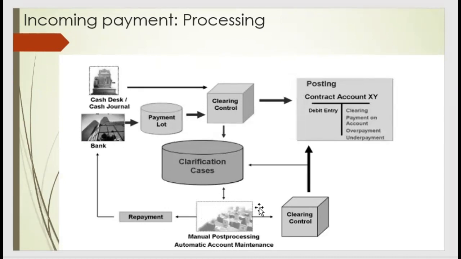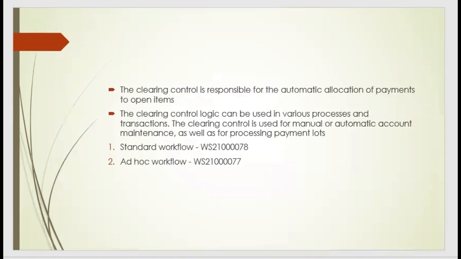If the data is correct, like 100 should come and it came 100, but the open item is not there because of some reason, we'll clear it through the clearing control and post it to the ledger. Okay, so that's where the clarification cases come into the picture. Mostly it reduces disputes, increases transparency, and provides the actual clearing control. We have clearing control rules, but if something is not cleared at the clearing control, we can do it at the clarification by validation and checks.